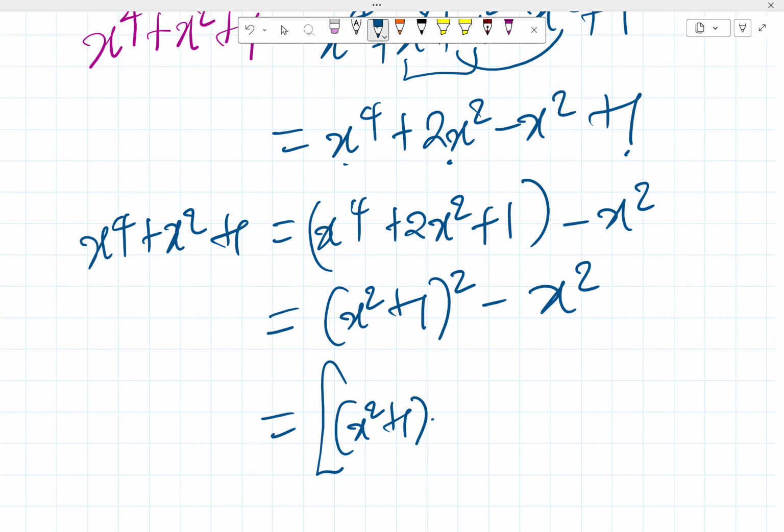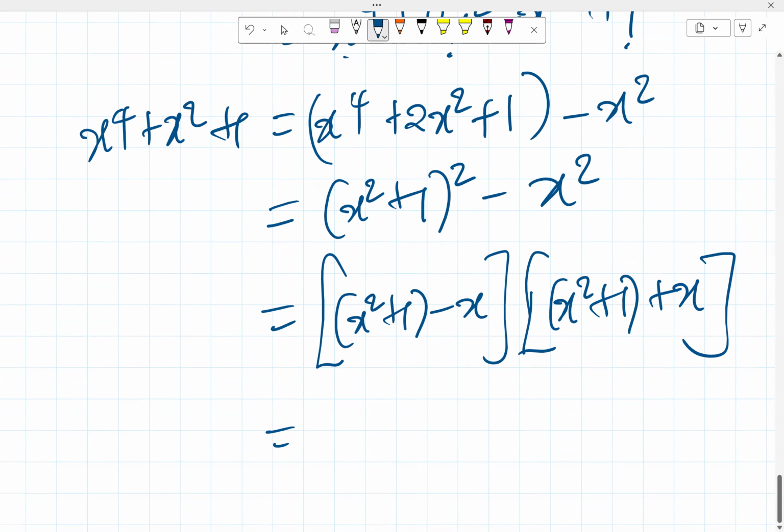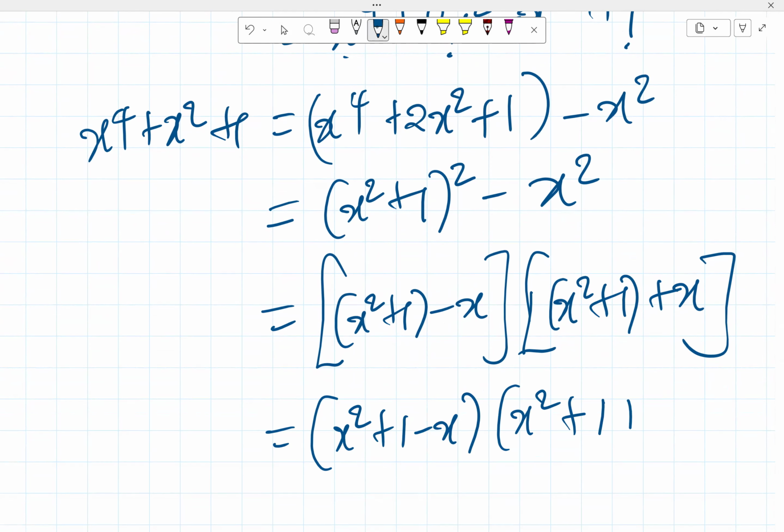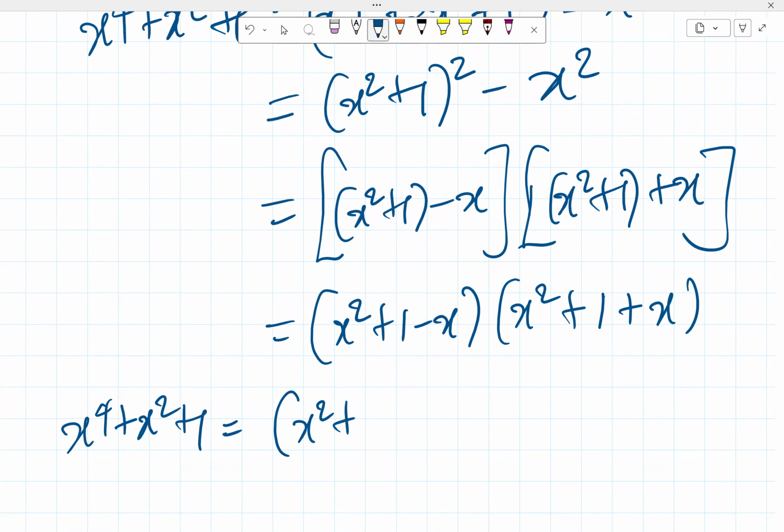x squared plus 1 minus x, all of that into x squared plus 1 plus x. Talking about difference of two squares, like x squared minus 1 is x plus 1, x minus 1. So now it's x squared plus 1 minus x into x squared plus 1 plus x. That's all this one is telling us. So x raised to power 4 plus x squared plus 1 is the same thing as x squared minus x plus 1 into x squared plus x plus 1.